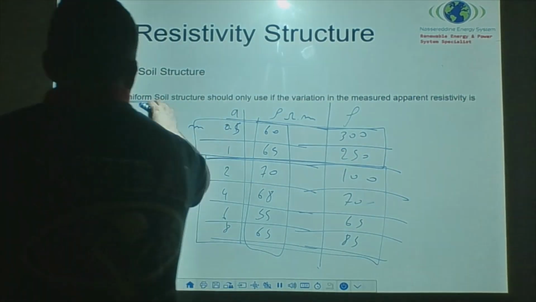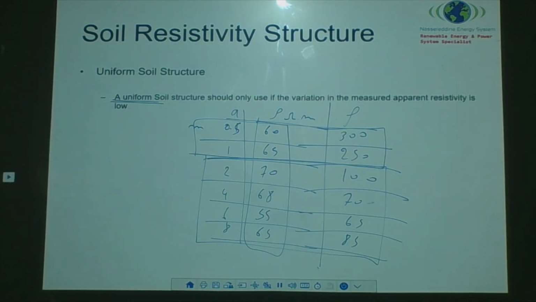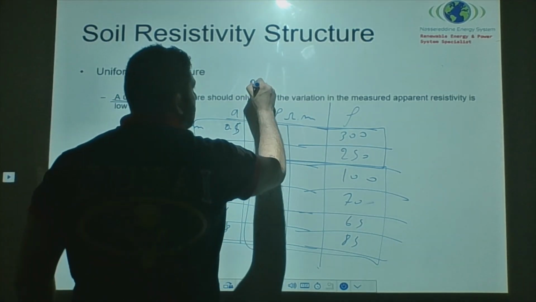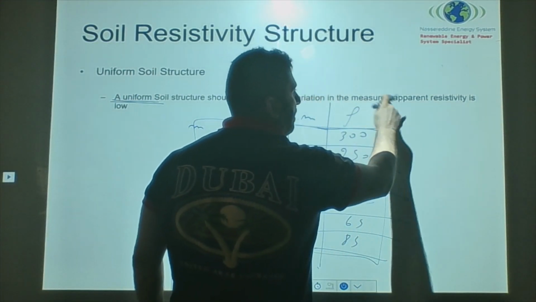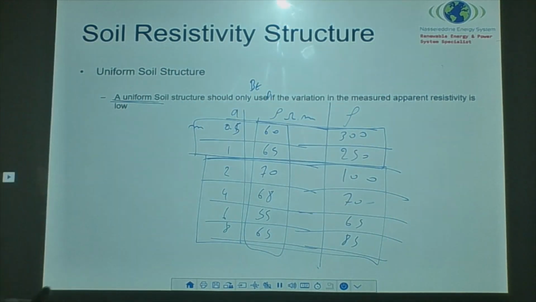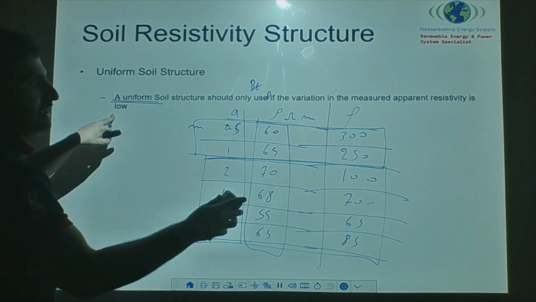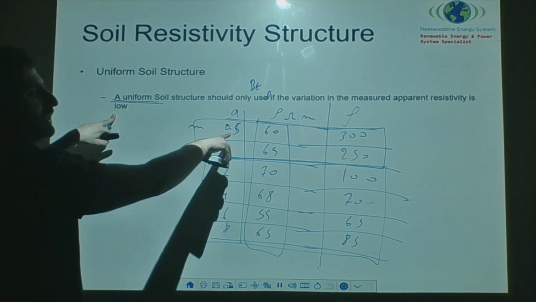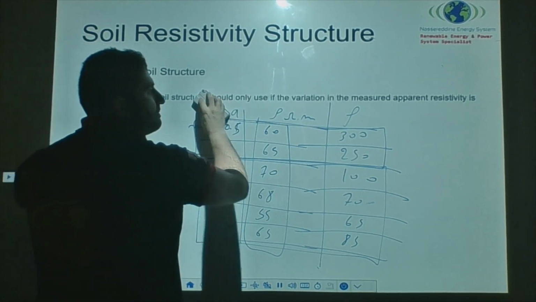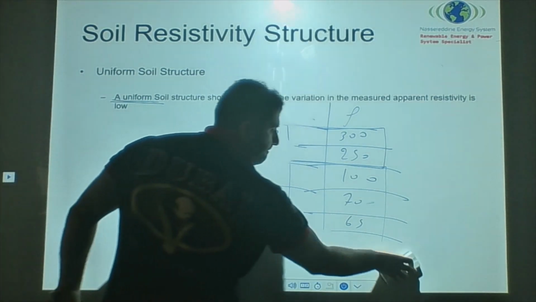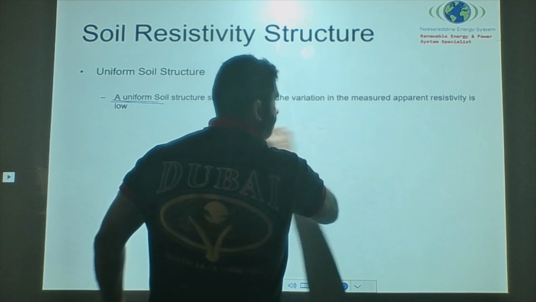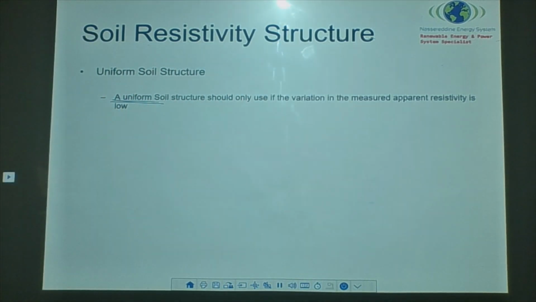A uniform soil structure should only be used if the variation in the measured apparent resistance is very low. Your machine, every time you press the machine for Wenner, will give you the apparent resistance. I hope that's clear, guys. So it's very important.